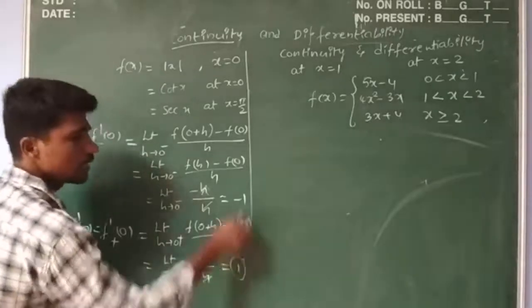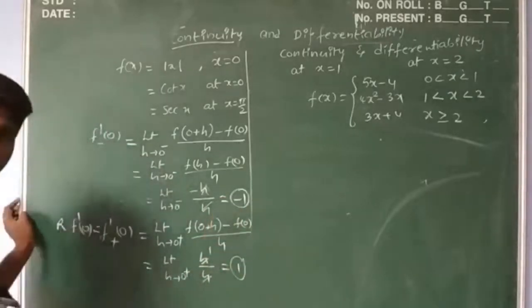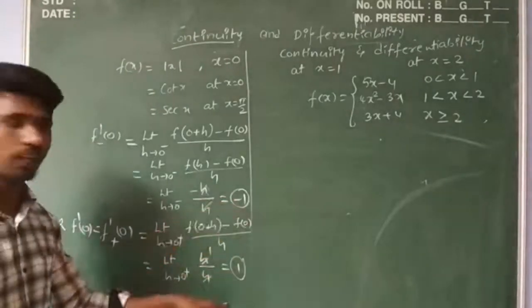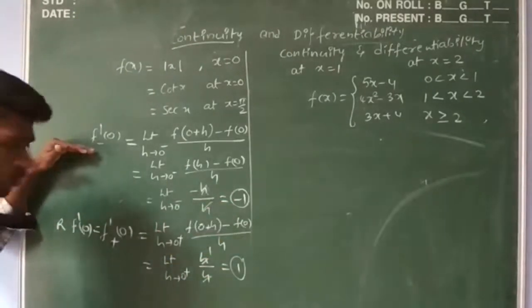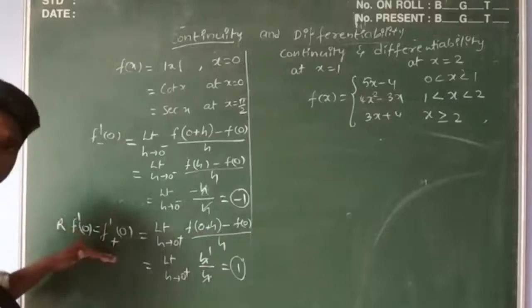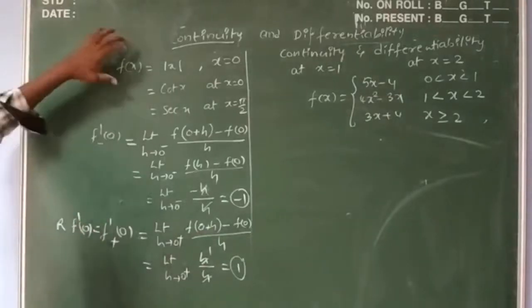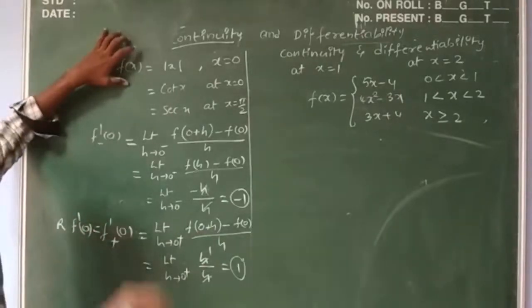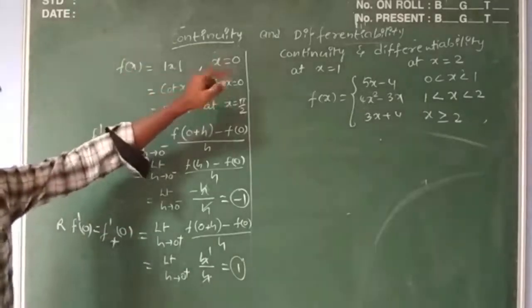So 1 is equal to minus 1, which is a wrong statement. Both are not equal. So the left derivative is not equal to the right derivative. Then I can say f of x is continuous but not differentiable at x equal to 0.